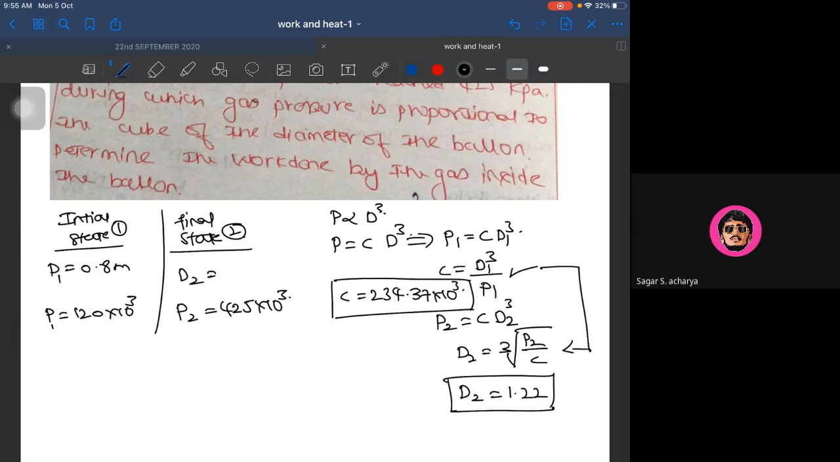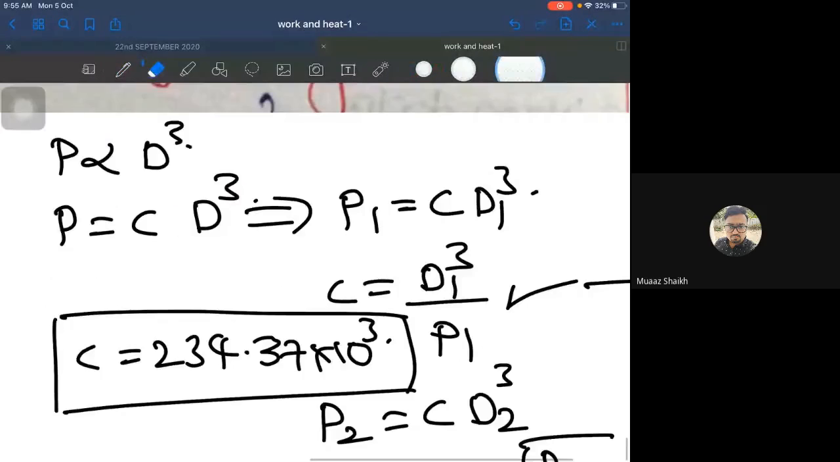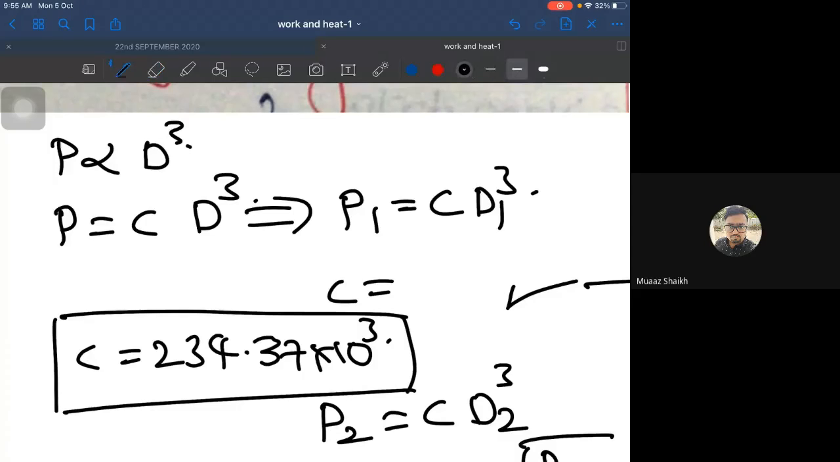Give me the value of D. Taken the wrong formula. What's wrong? Isn't it P1 by D1 cubed? Yes, it is. You calculated correctly. So it is P1 divided by D1 cubed. You are right.